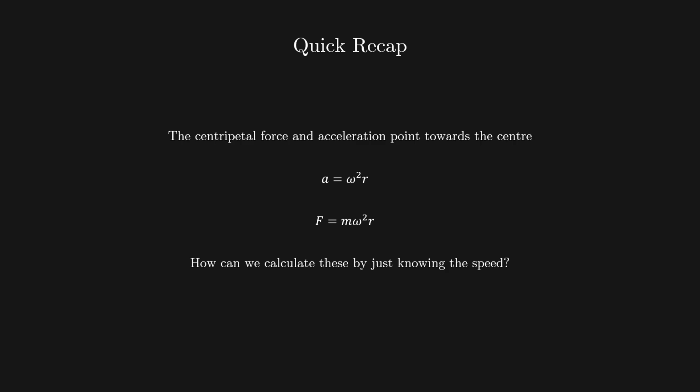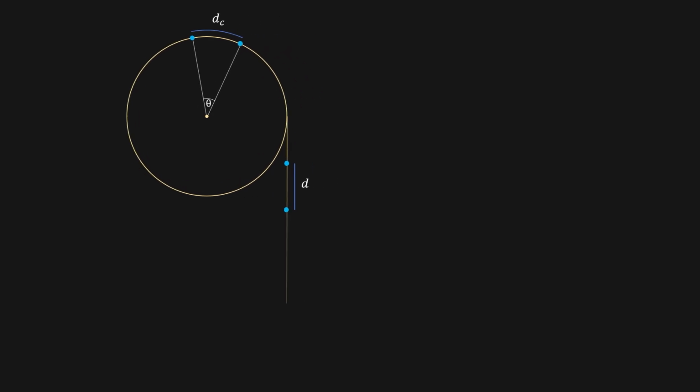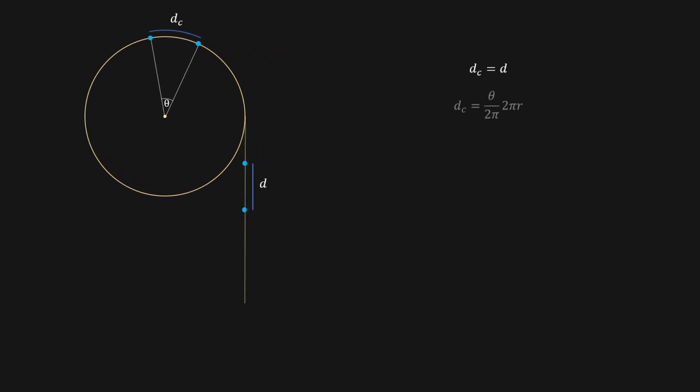However, it's important to also calculate these quantities based on the speed of an object, not just their angular velocities. Consider this setup. Any movement on the circumference can be linked to movement in a straight line. The distances dc and d are equal. And we can write a formula relating dc and the angle. We can then arrive at the equation v equals omega r, which relates the angular speed to the linear speed.